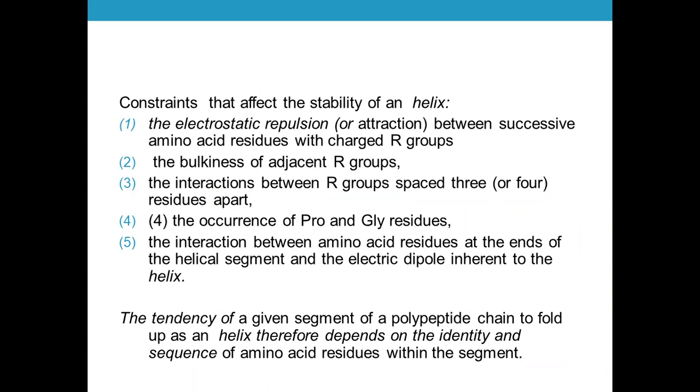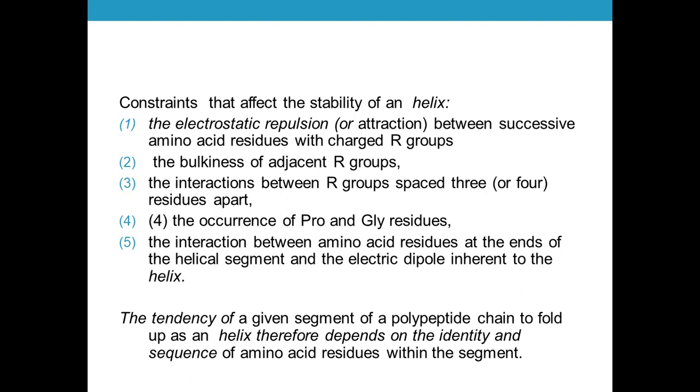Next one is bulkiness, bulky adjacent R groups. Okay, if it is bulky, for example very long, or there is an aromatic R group, which is very bulky, it can also destabilize the alpha helix or can affect the alpha helix.